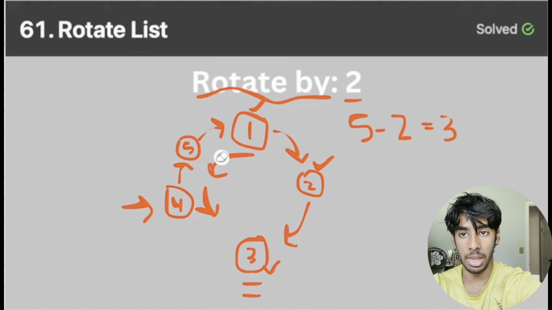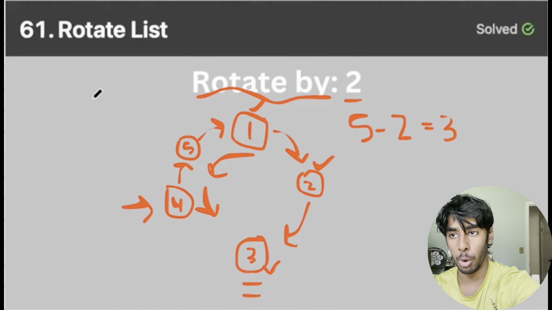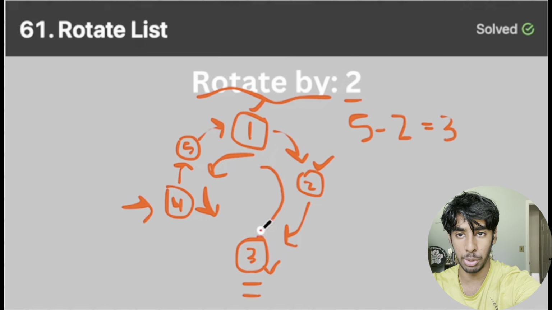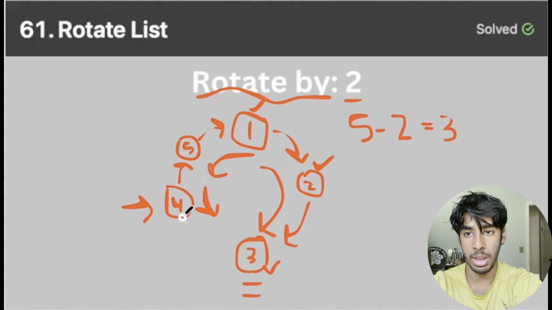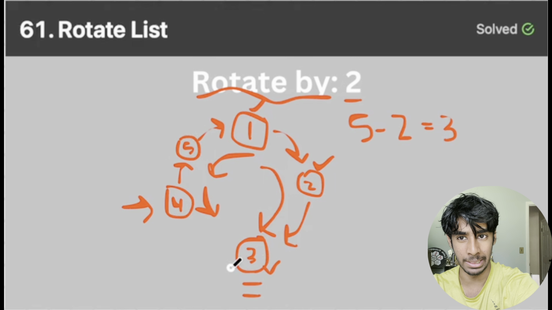So now, imagine we straighten this out again. It would look exactly the same as it did before. We have our original 3 nodes in the same place that they were before, these 3 nodes right here. And then we have the last two nodes, which were originally at the end of the linked list, but now got moved to the start of the linked list.